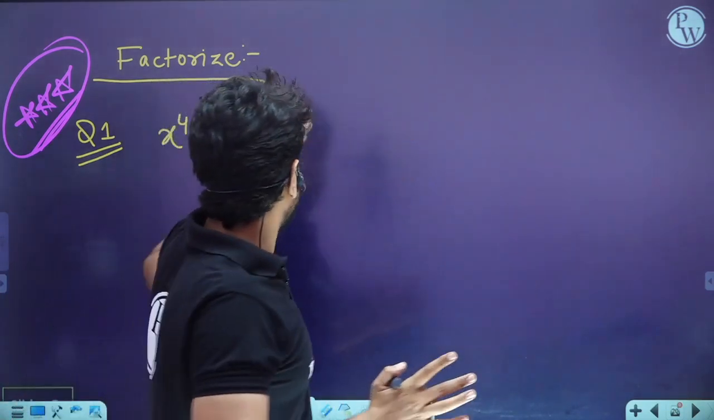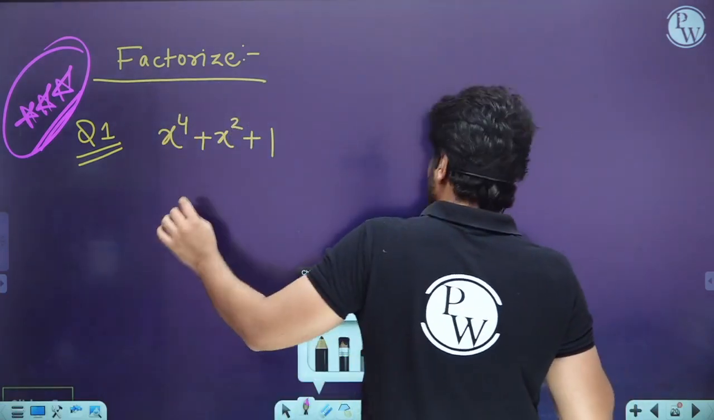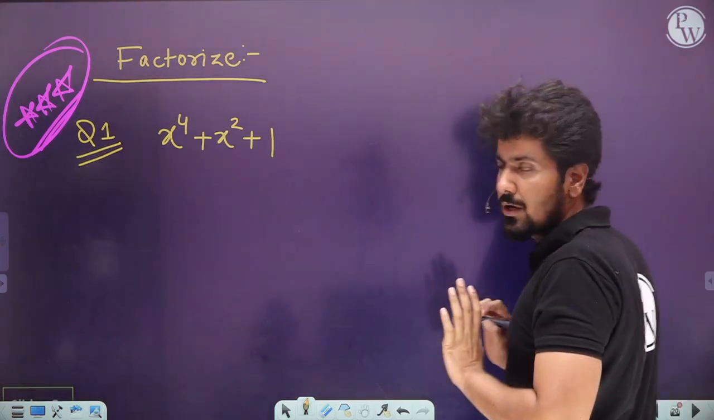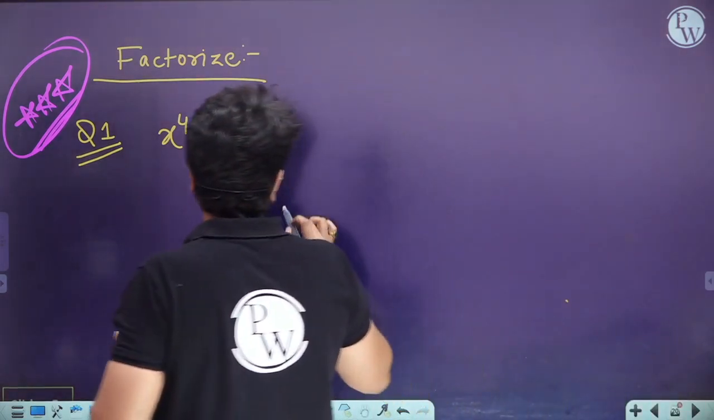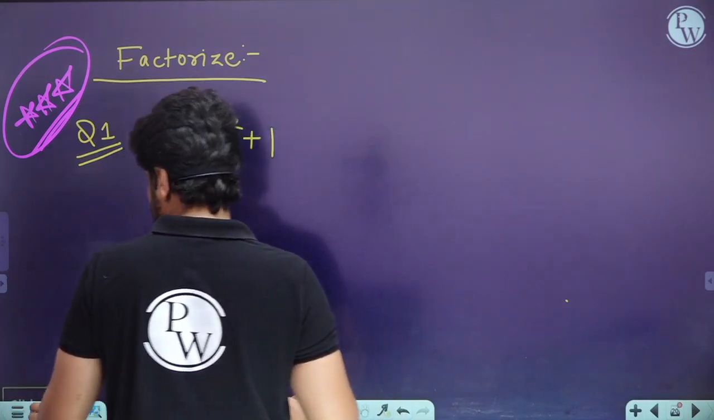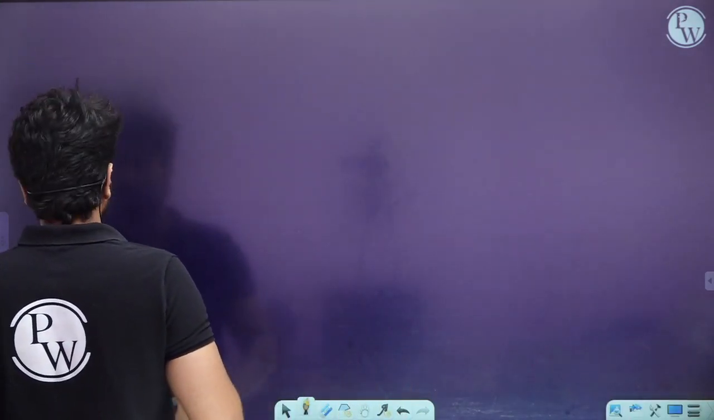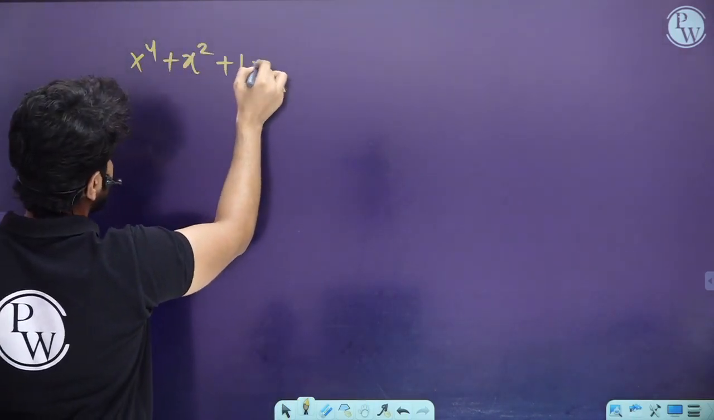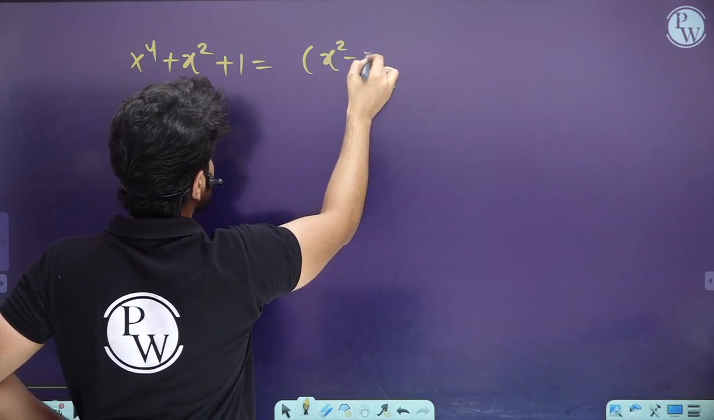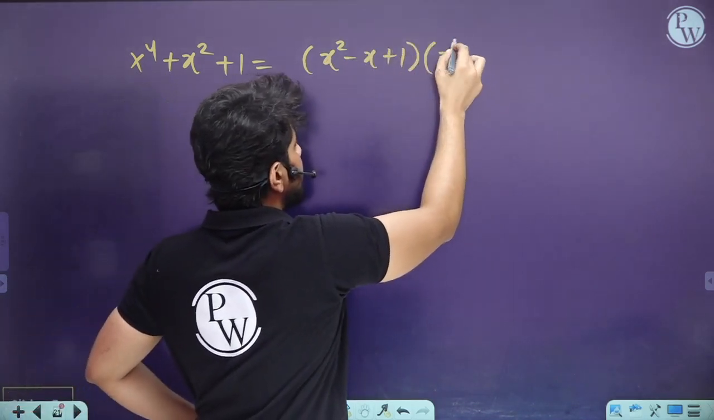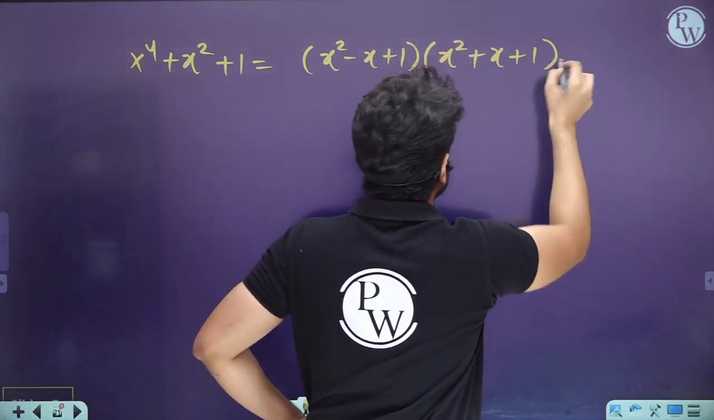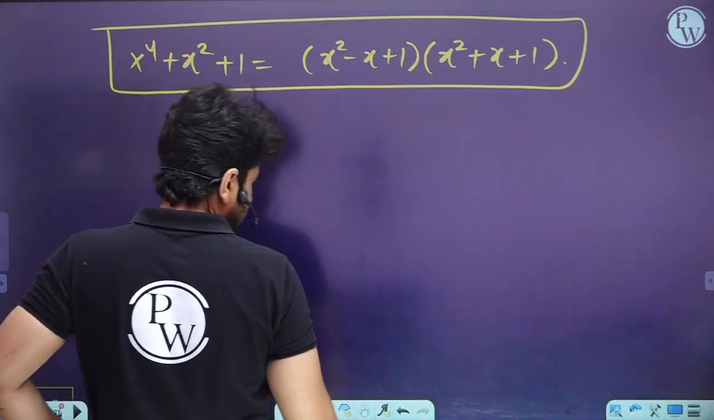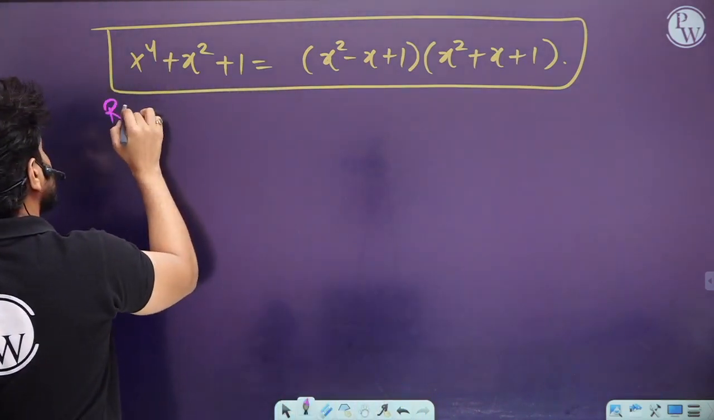So x raised to the power 4 plus x square plus 1, you need to factorize this. What are the factors for this one? I'm already telling you it has two factors. Remember that x raised to the power 4 plus x square plus 1 has two factors. One of the factors is x square minus x plus 1, another factor is x square plus x plus 1. These are the two factors. Remember.